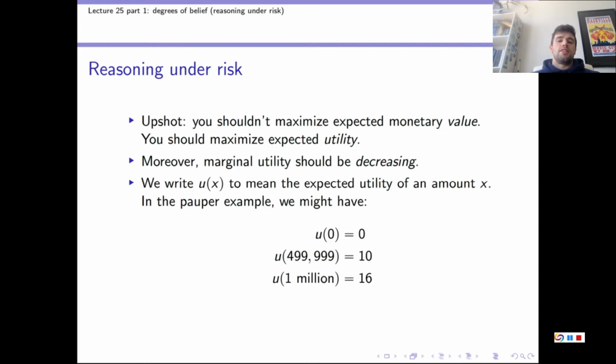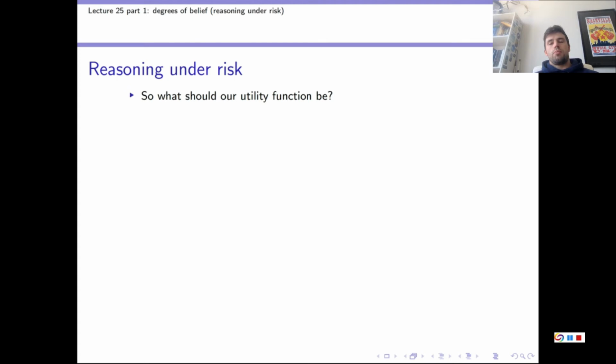So the increases in utility are not constant here, they decrease as we go up. So now one question we might ask is, what utility function should we use? So let's think about the utility function from the last slide in the case of the pauper example.